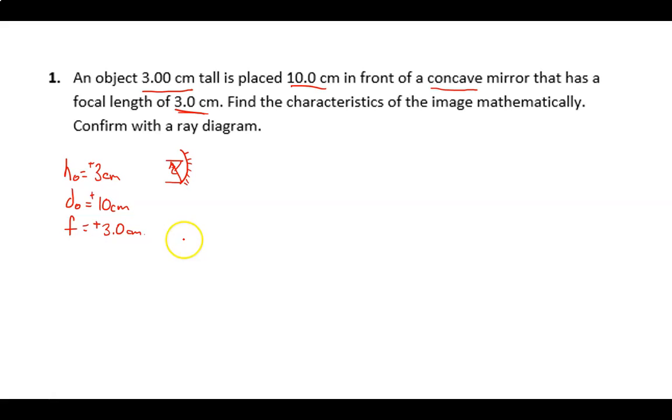We want to find the characteristics of this diagram, which means we need to find HI and we need to find DI. So given, first of all, the two formulas, we've got both the focal length and the distance of the object. We can find the distance of that image using 1 over F is equal to 1 over DI plus 1 over DO.